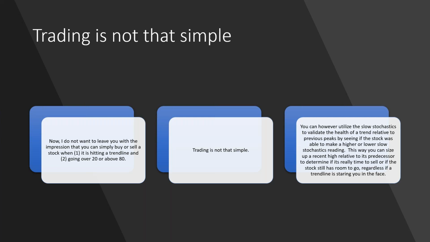You can, however, utilize the slow stochastics to validate the health of a trend relative to previous peaks by seeing if the asset is able to make higher or lower slow stochastics readings. That is the way you can size up a recent high relative to its predecessors to determine if it really is time to sell or if the stock has got more room to go. Regardless, if a trend line is staring you in the face, don't ignore it.